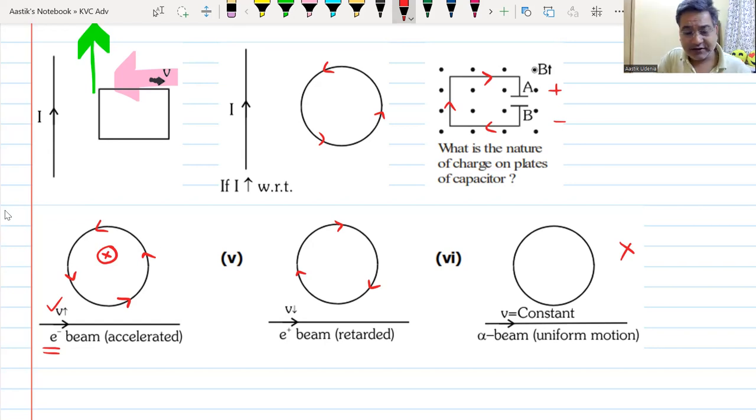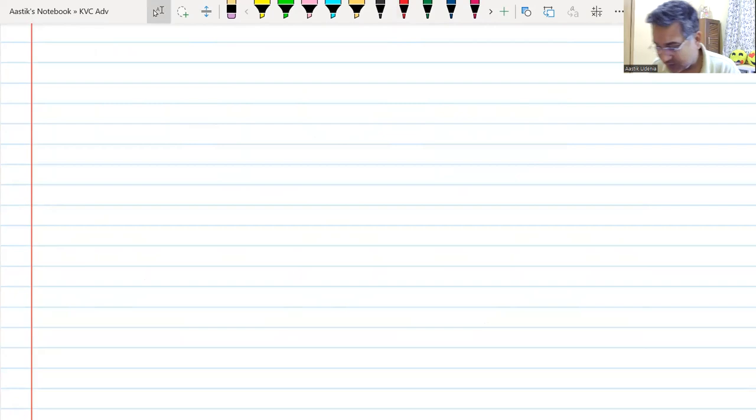Now we can move ahead, since we have seen how to find out the direction, we have seen in general how to find out the EMF induced. Let us do them case by case, changing flux in different ways.